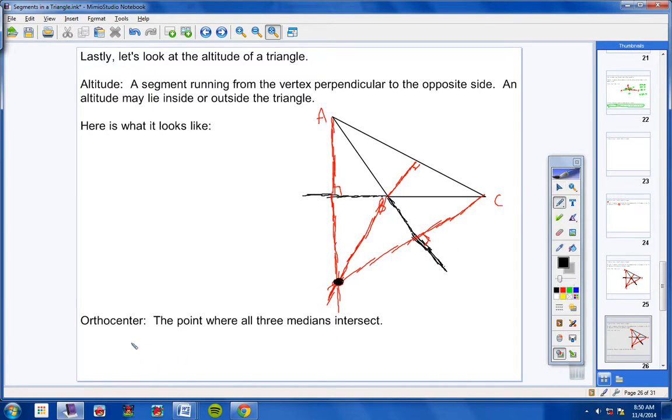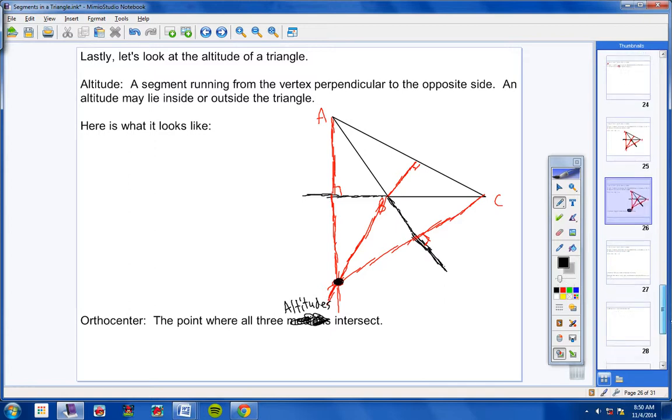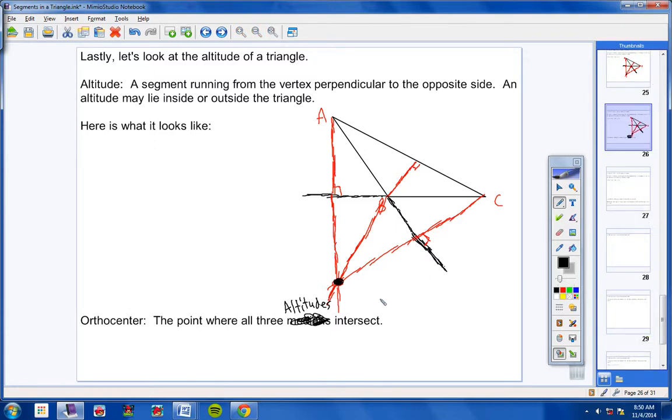It's called the orthocenter, and it's the point where all three altitudes intersect, okay? It's the point where all three altitudes intersect. Now, just so you know, let me just wait a second here while you're copying that down. Orthocenter, the point where all three altitudes intersect.